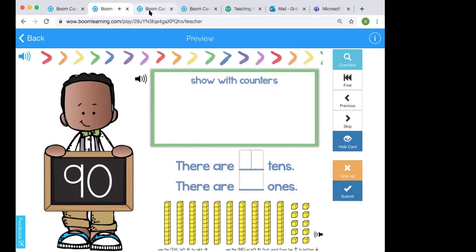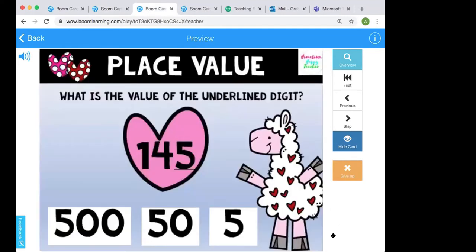Miss Thompson, you want to start on some more place value? Yeah, hi boys and girls, Miss Thompson here. Now that we have used our counters, we're going to continue to practice place value, but just looking at the numbers this time, okay? All right, so if you look on your screen, it says, what is the value of the underlined digit? So I'm going to look at my number. I see 145 as my number. Which number is underlined? The 5, that's right, good job.